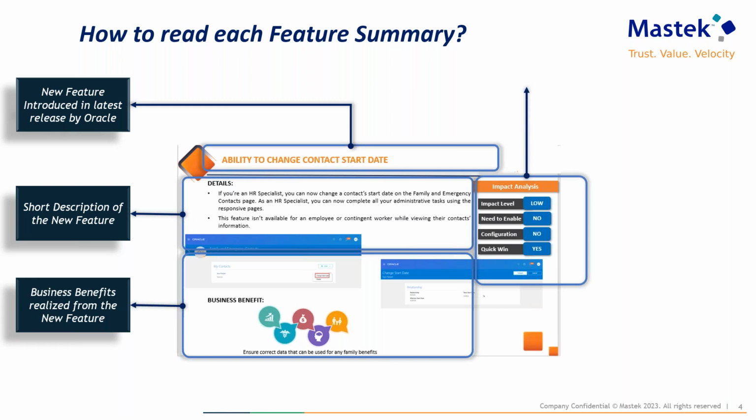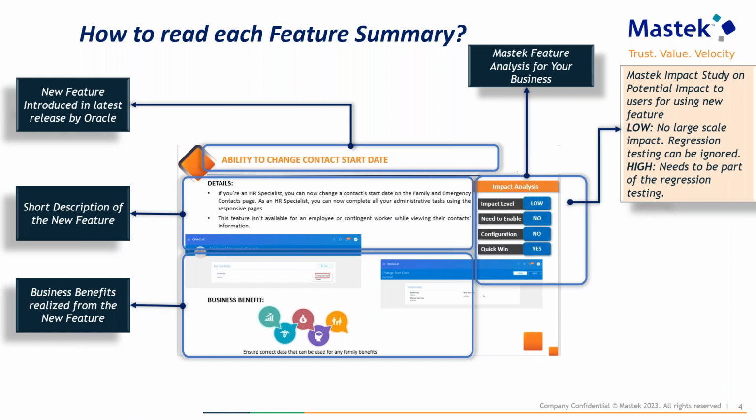There are 4 components where we have done an in-depth analysis of the features which we're going to present to you today. The first one is impact level analysis. It demonstrates the impact on the end user. If it's low impact, then regression testing can be avoided. If it's high impact, then we need to offer regression testing.